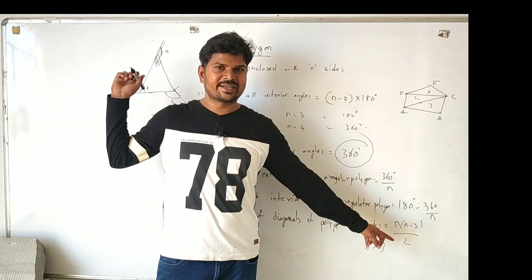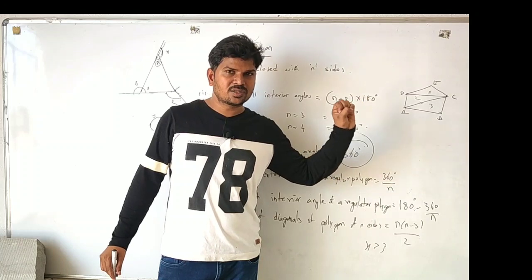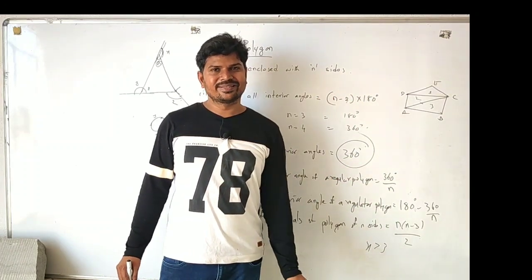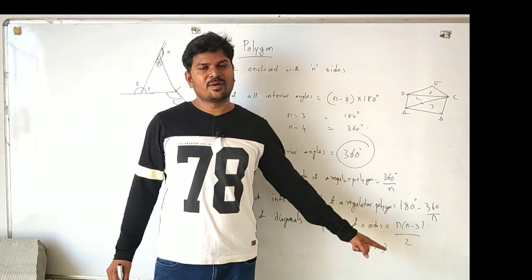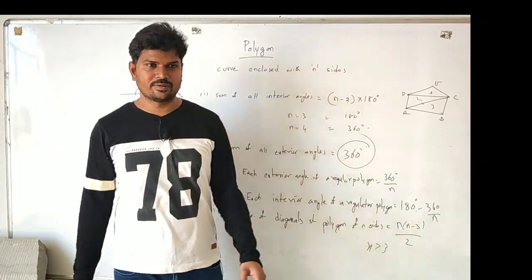That's what happens in the triangle: you cannot make any diagonals. So the diagonal concept starts only from the quadrilateral, n equal to 4. So the formula is n into (n minus 3) by 2. How you got this formula can be explained with the concept of combinations and permutations. I'll tell you when I discuss that topic.